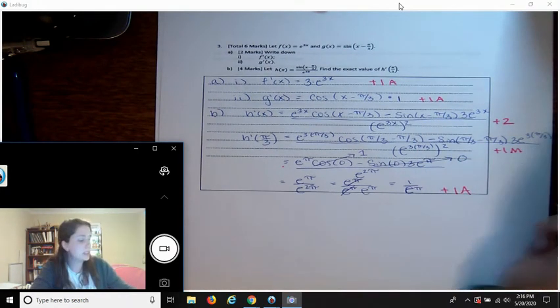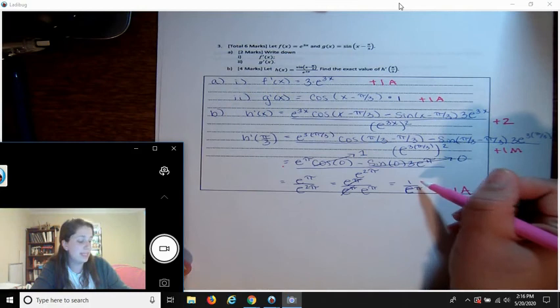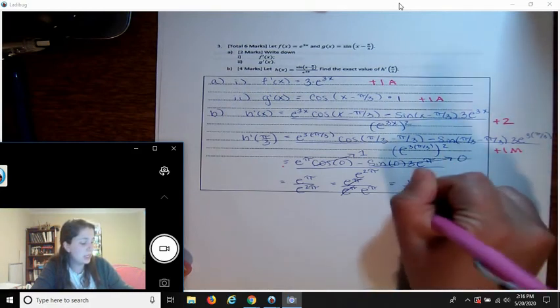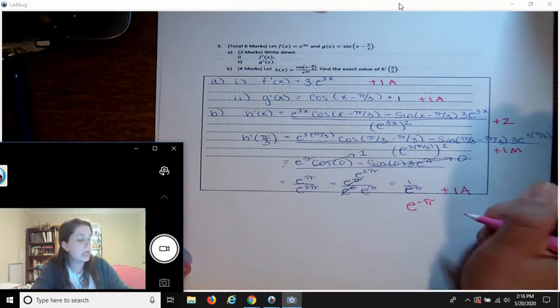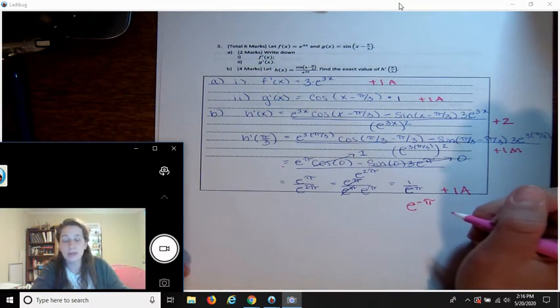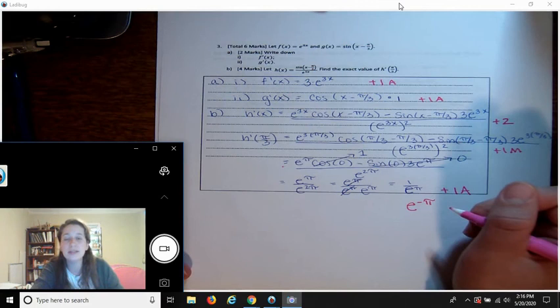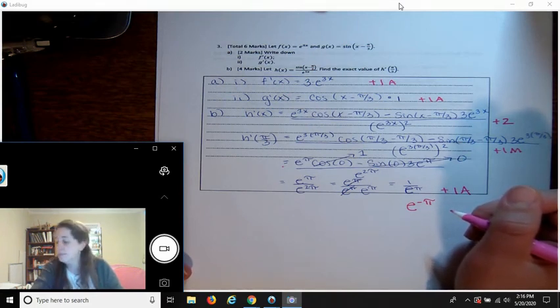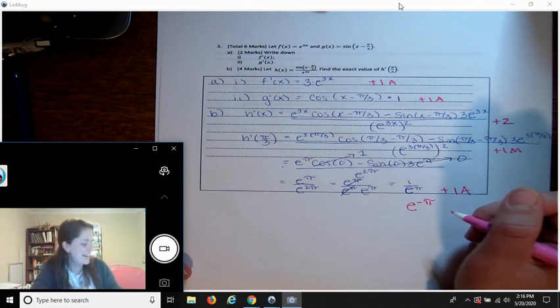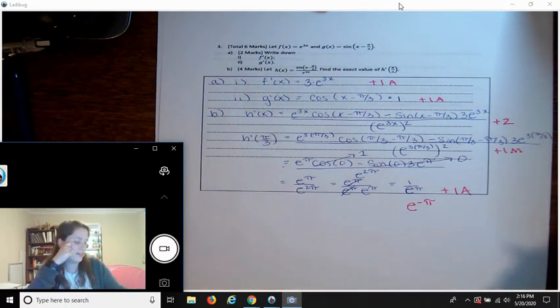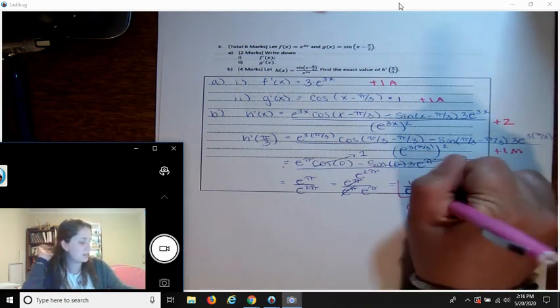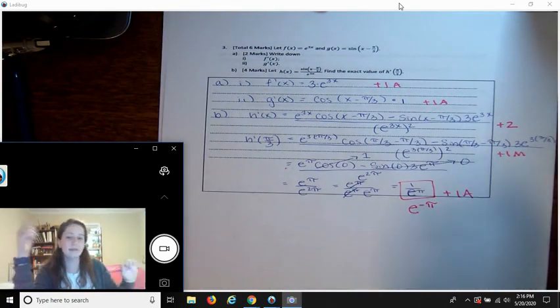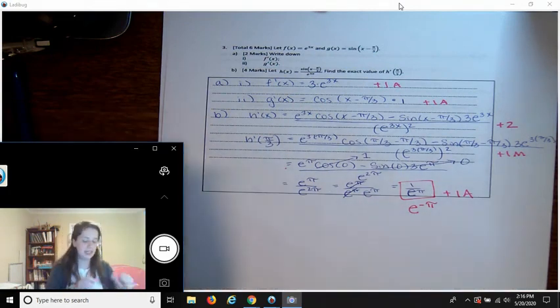I would accept, in addition to 1 over e to the pi, e to the negative pi, but not a decimal, because that would mean you probably used your calculator, because I don't know off the top of my head what 2.71 to the negative 3.14 is. So either of these would be fine, and this is your actual final answer, either one. Okay, so that is paper 1, section A.